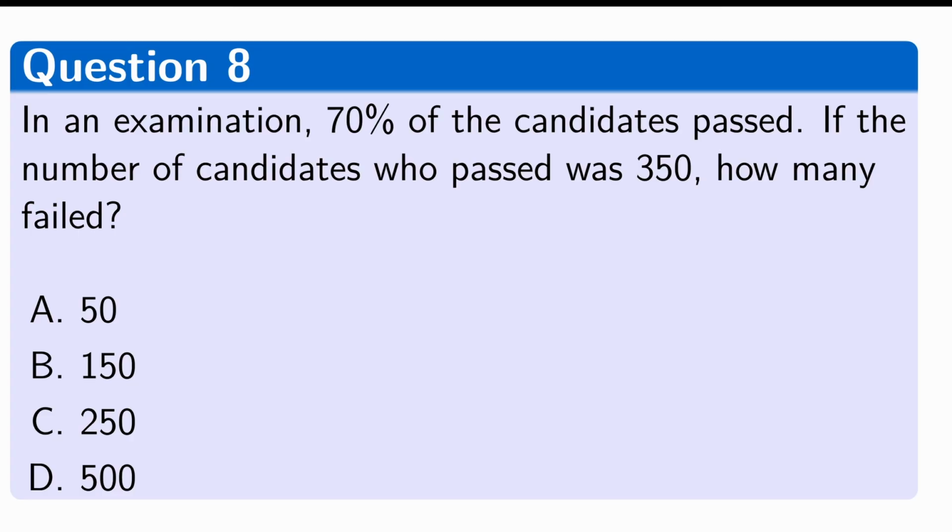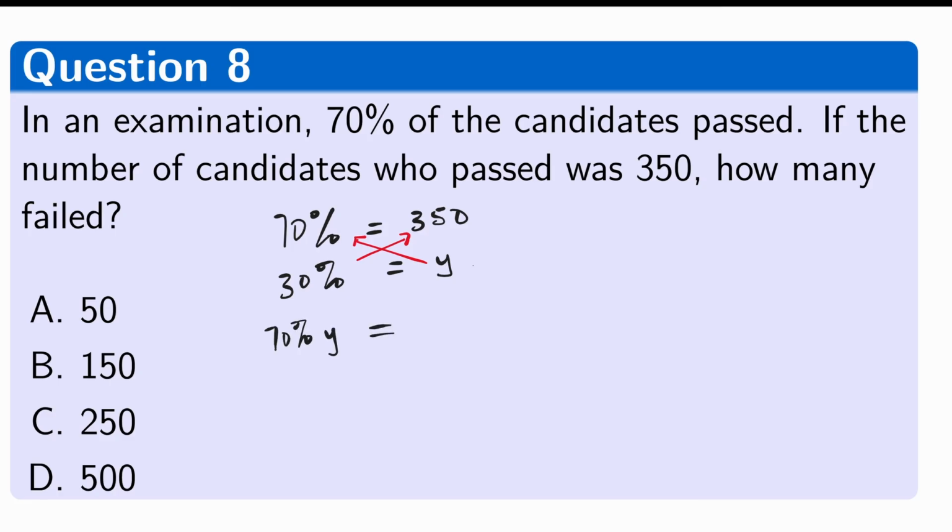So here we are going to say that if 70%, right, so y represents the number of students who failed. Because the total percentage is 100, that's why the number of students who failed is being denoted by 30%, right? Because 100 minus 70 is equal to 30. Then let's solve for y. So we are going to cross multiply. So this guy will multiply this, and this will multiply that, right? So here we are going to have 70% multiplying y is equal to 350 multiplying 30%.